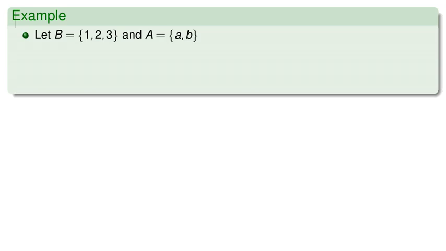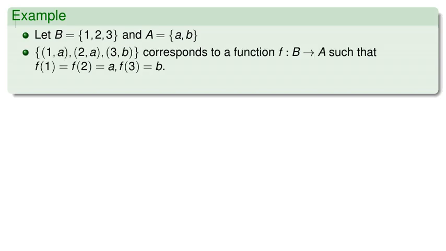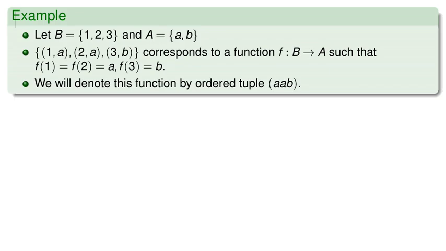Let's consider an example. Let B be the set 1, 2, 3 and A be the set {a, b}. The set of pairs (1, a), (2, a), (3, b) corresponds to a function f from B to A, where f of 1 equals f of 2, which equals a, and f of 3 equals b. We will often denote such a function by an ordered tuple, in this case a, a, b.